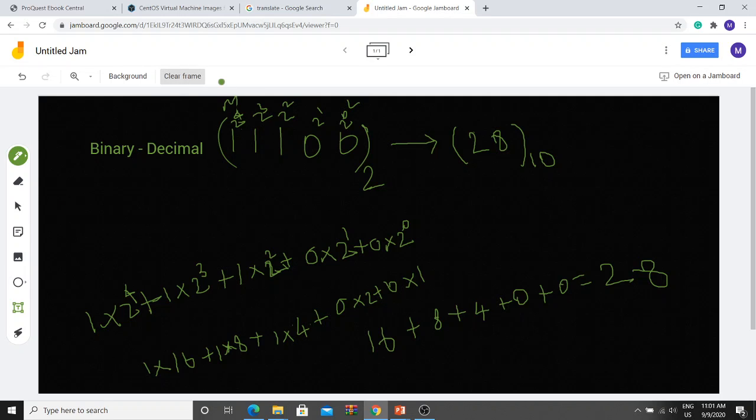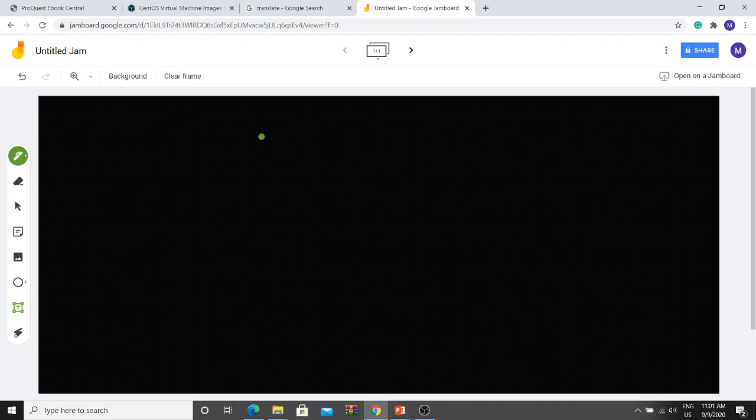Clear the board. So we are going to convert decimal to binary. We will take the same value, 28. 28 is a decimal value, base 10, and we have to convert this to a binary value. What is the binary base? The base is 2. So take the value 28 and divide this by 2. What is the value? 14, right? Any remainder? The quotient is 14 and there is no remainder, so the remainder is 0.